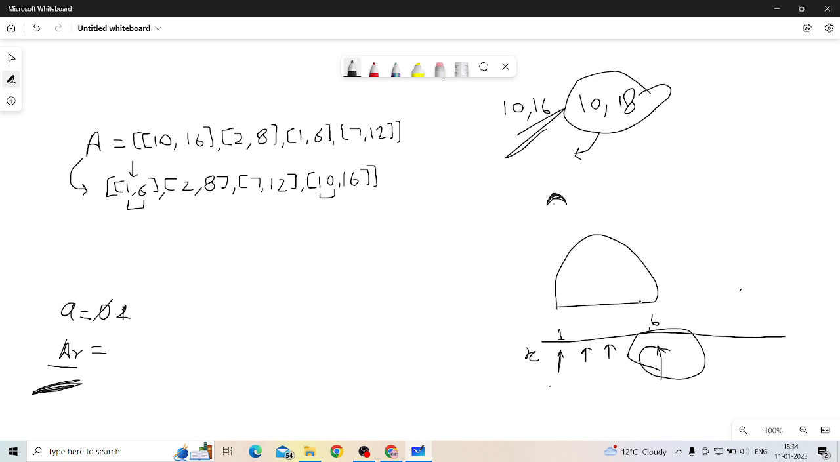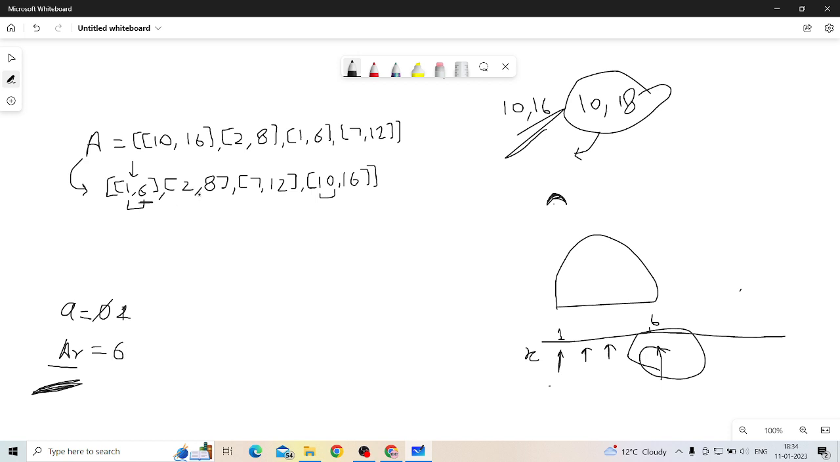then the balloons which are coming between this 1 to 6 will already be shot. Like I am explaining from an example. If I am at index 0, I will simply say the answer is 1. Now I will store the end of the balloon in the array.